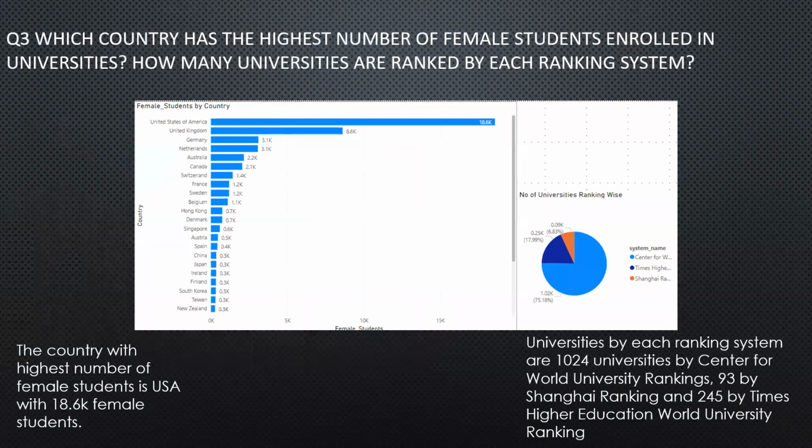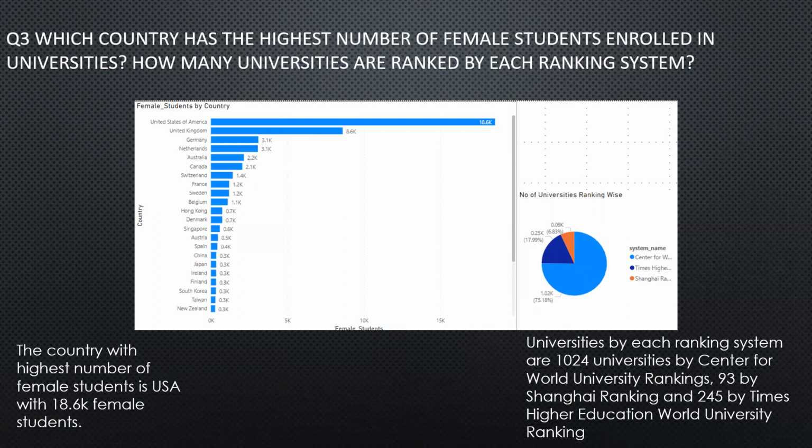So the next question is, which country has the highest number of female students enrolled in universities, and how many universities were ranked by each ranking system? So these are two questions in one. For the country name, we took the country name from the country table, and the PCT female students, percent of female students from the university year table, for each country to create this visualization to find the nation with the most female students, and through the visual you can find out that it's the United States. And for the distribution of the number of universities under each ranking system, the system name is used as legend and count of universities in value.